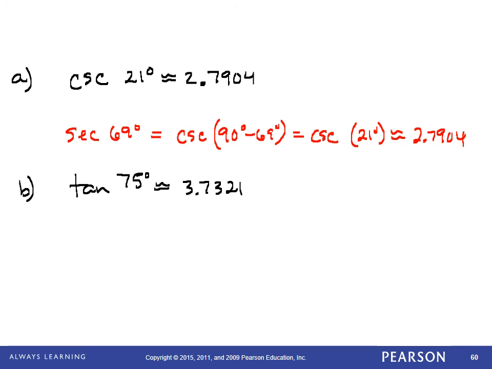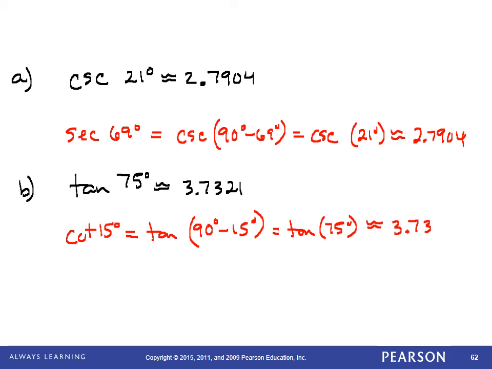All right, if we know the tangent of 75 degrees is approximately 3.7321, can we figure out what in the world is cotangent of 15 degrees? Yes, absolutely, because cotangent of 15 degrees is the same thing as tangent of 90 minus that 15. If we do that, we wind up with tangent of 75 degrees, and that is given already as approximately 3.7321. Again, this is just for practice sake.